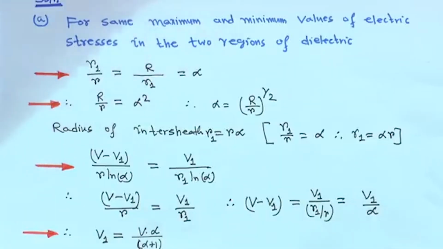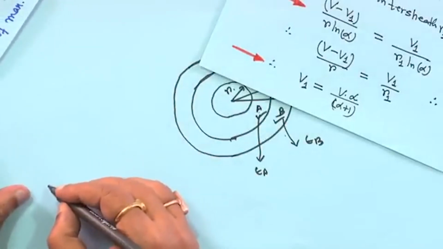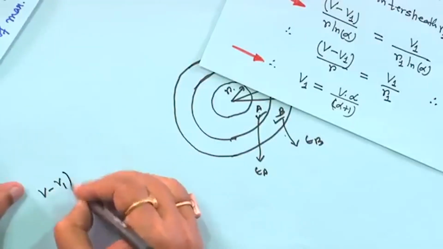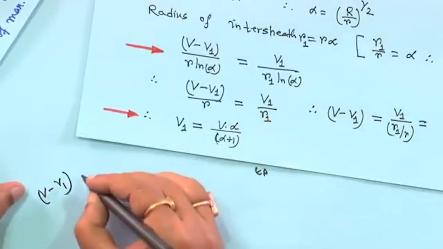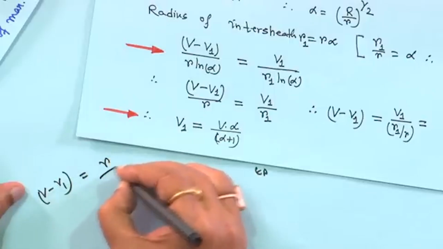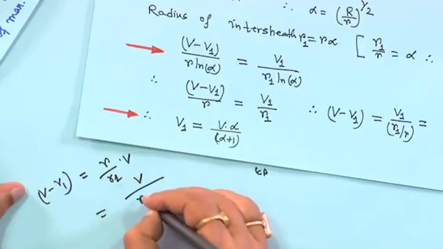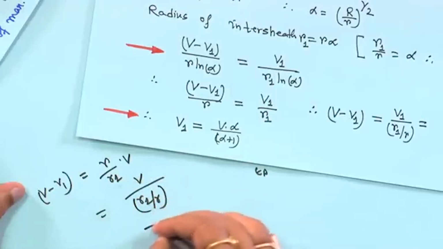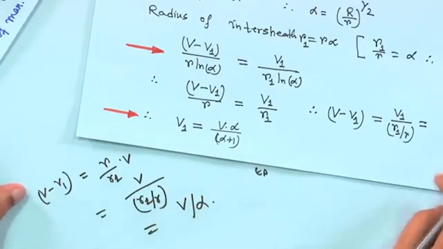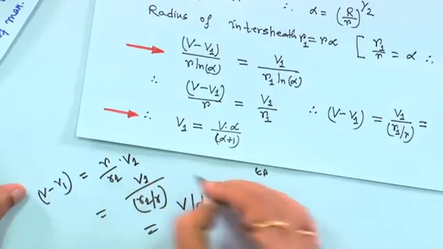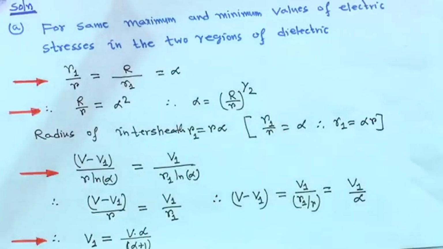So, actually it is like this, just for your understanding, V minus V 1 from this equation is equal to r by r 1 into V 1, that one you can write as V 1 upon r 1 by r, that one you can write as V 1 upon alpha, right. So, that is why you are writing this one, sorry, it is V 1. So, it is V 1 upon alpha, that is why you are writing this one, right.